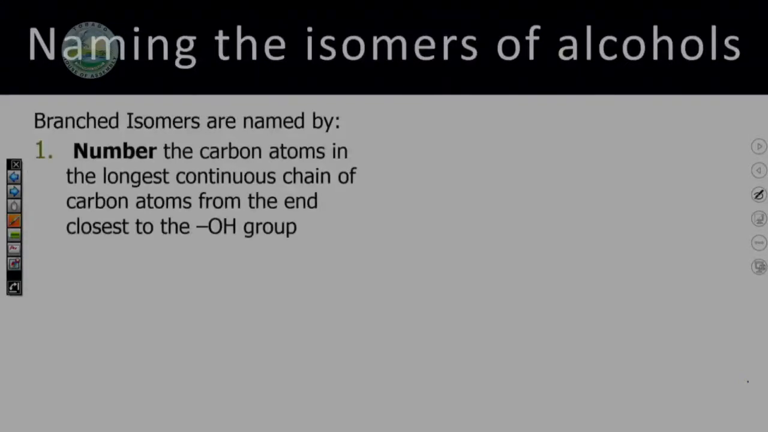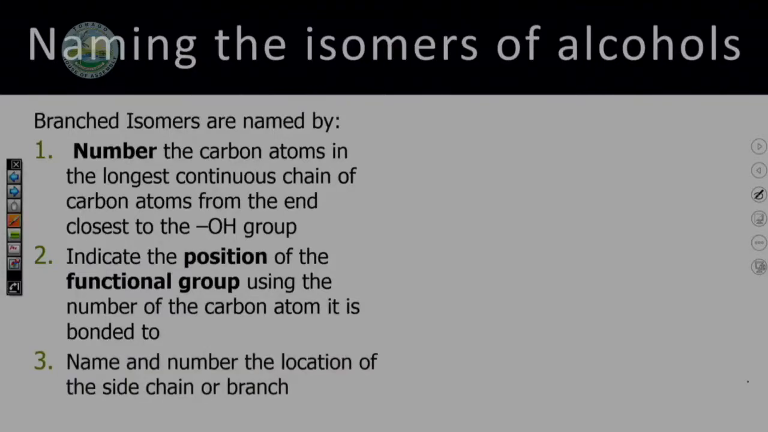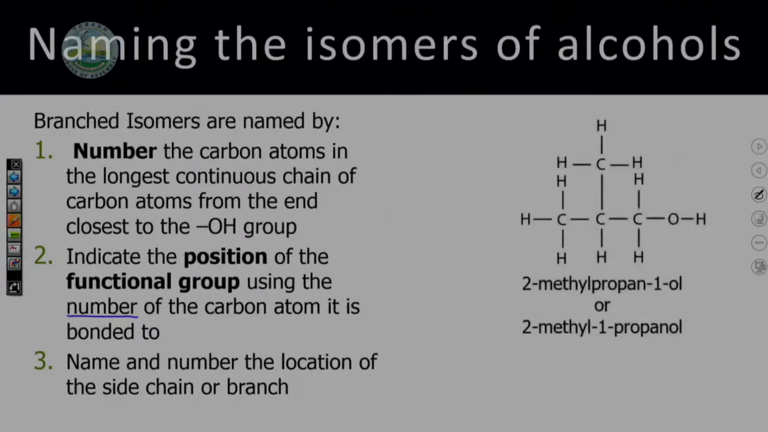All right, so let's look at the branch isomers then. The branch isomers are named by, one, number the carbon atoms in the longest continuous chain of the carbon atoms from the end closest to the OH group. Indicate the position of the functional group using the number of the carbon atoms it is bonded to, just as we did in the first one, and name and number the location of the side chain or the branch. So let's look at that.